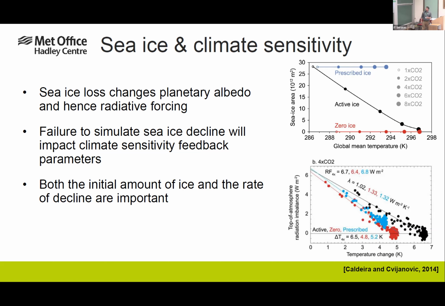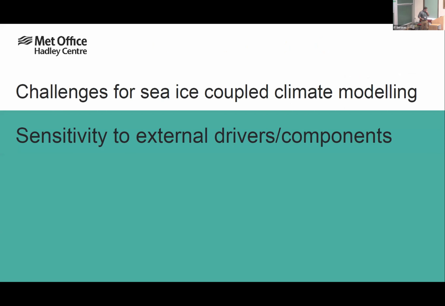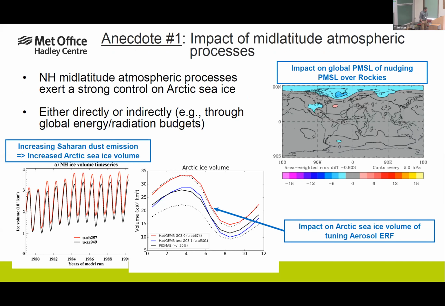So this is why we include sea ice, and also why I get told off whenever the sea ice is not perfect in our models. But often, as any sea ice model or climate sea ice modeller will tell you, the sea ice is normally ruined by the atmosphere or the ocean. And I'm going to give you a few examples of that here. Sensitivity to external components, so some interesting snippets.